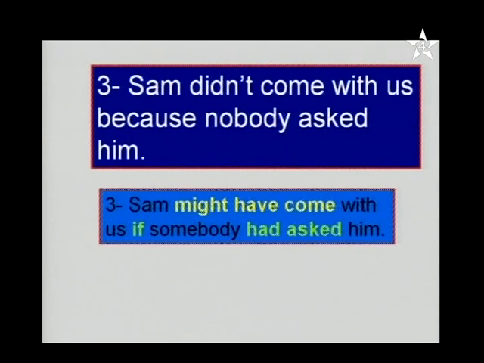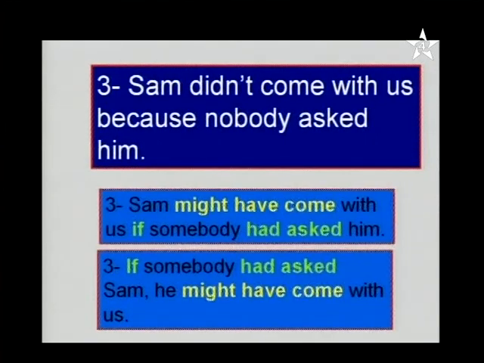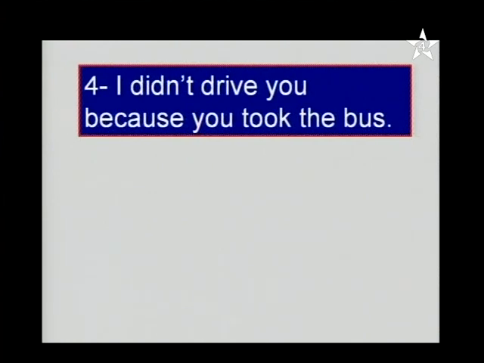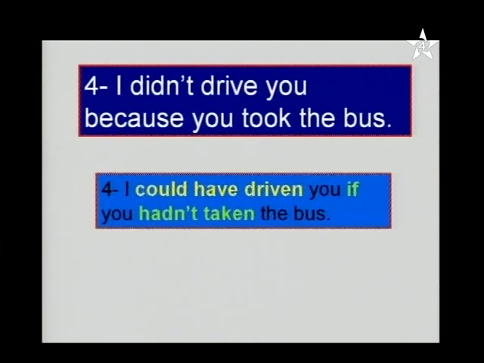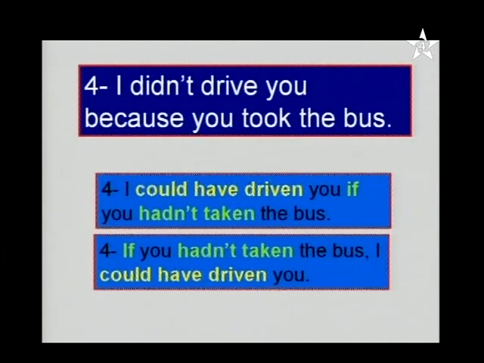Third example, Sam didn't come with us because nobody asked him. Right? The right answer, Sam might have come with us if somebody had asked him. Or maybe if somebody had asked Sam, he might have come with us. Fourth sentence, I didn't drive you because you took the bus. The right answer, I could have driven you if you hadn't taken the bus. Or we can say, if you hadn't taken the bus, I could have driven you.